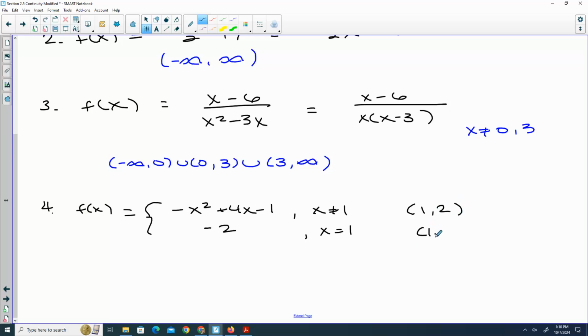And if the bottom, we get negative 2. So do they match up? No. So it's not continuous at 1. So my answer is negative infinity to 1, union 1 to infinity.